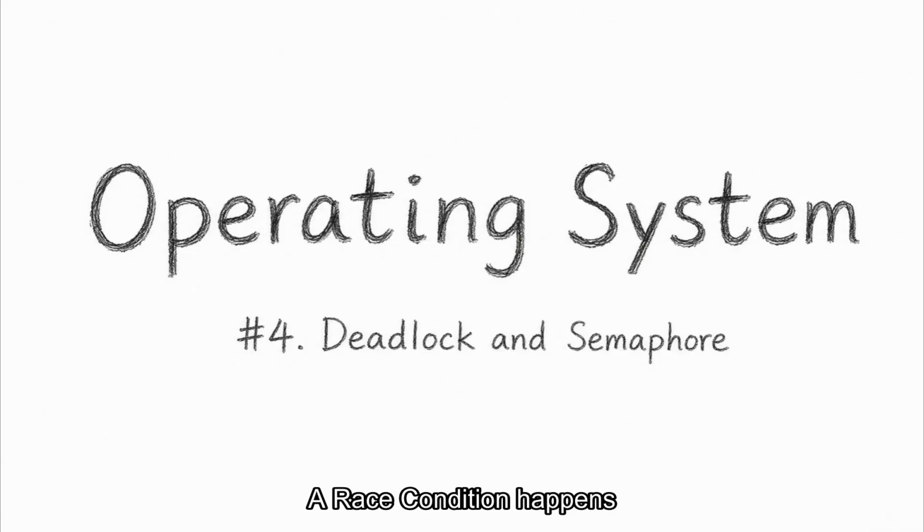A race condition happens when multiple threads access the same shared resource and the result depends on timing. To avoid that, we use a lock. A lock allows only one thread to enter the critical section at a time. But lock is not always perfect. If you use the locks incorrectly, the program can stop moving forward.